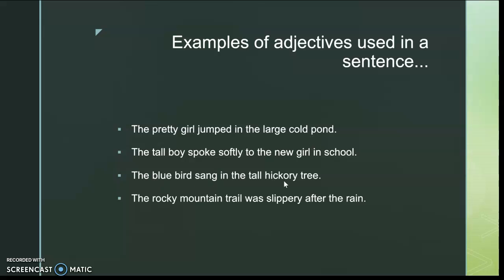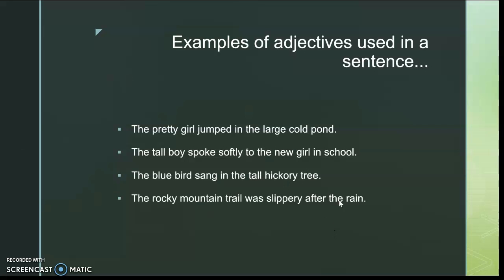The bluebird sang in the tall hickory tree. What word is describing the bird? It's blue. There's our color word. Our next word is tree. Now there's two again for this one. The tree is tall and it's hickory, both helpers to describe our tree. Our next one is, the Rocky Mountain Trail was slippery after the rain. What words are used to describe the trail? It is rocky, it is a mountain, and it is a trail. These two words are helping words to describe our noun. Hopefully these will help clear up any confusion about how to use adjectives.